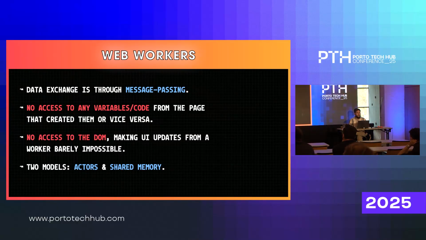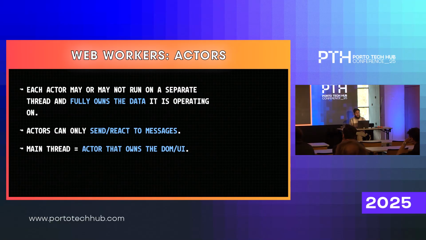So if we're talking about actors, if you've seen some languages that run on the BEAM machine, basically it's an abstraction where each actor may or may not run in a separate thread, and it fully owns the data it is operating on. And all this abstraction of actors can do is send and react to messages. If we're thinking about web workers and parallelism in the browser, it's like our main thread is the actor that owns the document object model and the UI in general.